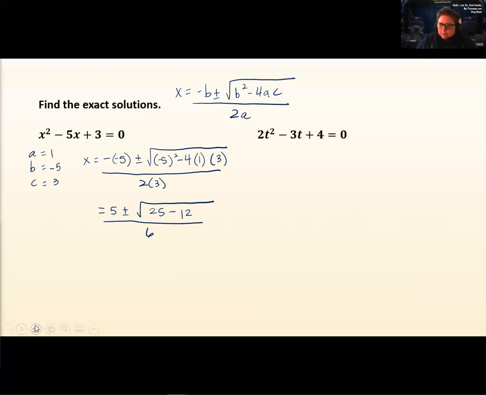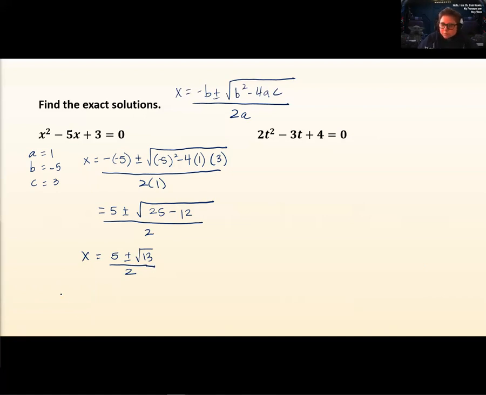Oh, I messed this up, didn't I? And no one caught me on it. This shouldn't be a 2 times 3, should it? This should be a 2 times 1, because that's an a. There we go. All right. Cleaning this up a little bit more. 25 minus 12 is what? 13. And can we take the square root of 13? There's no way to really reduce that radical. It's prime. So this would be your answer.